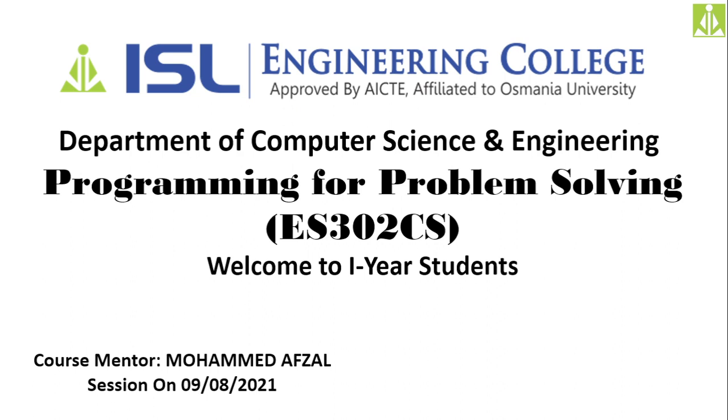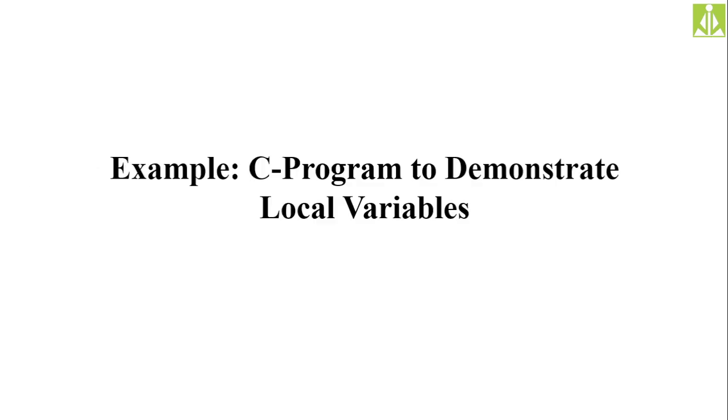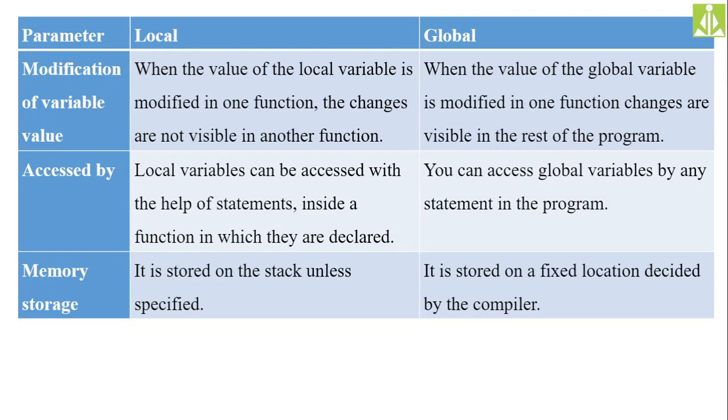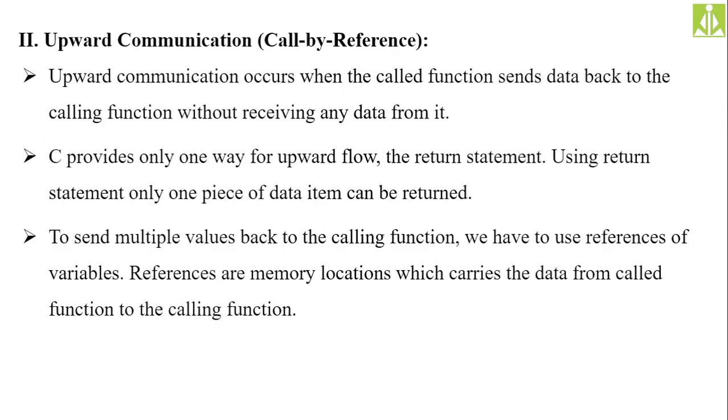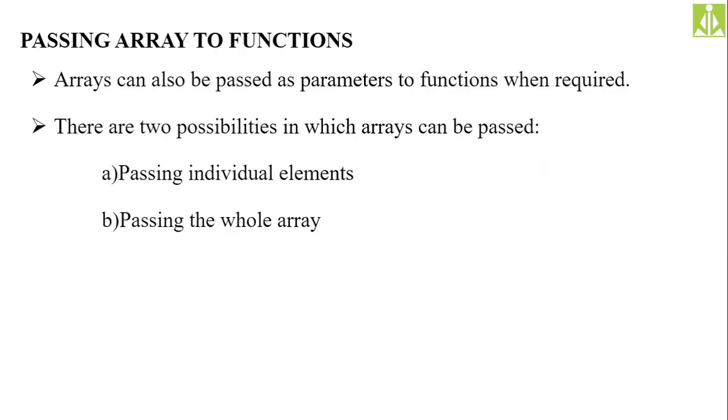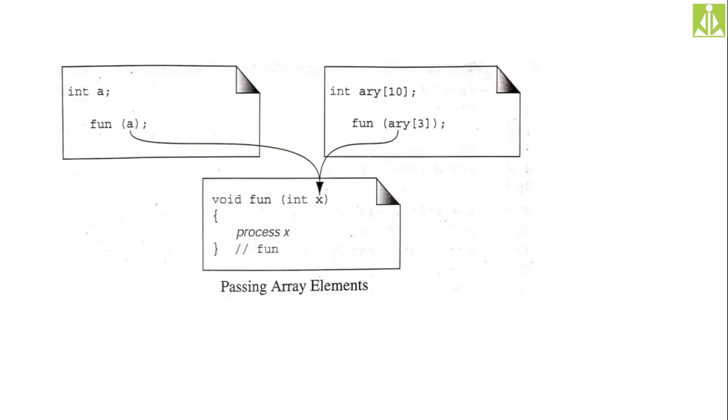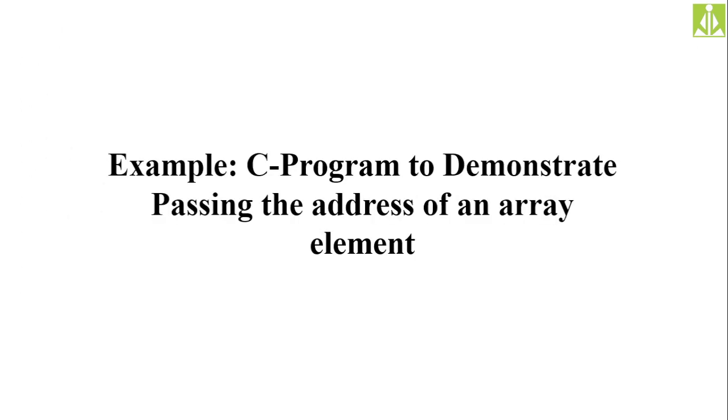So after that we discussed how we can pass arrays to functions. We said there are different ways in which we can pass arrays to functions. The first way is passing individual elements from an array to a function, and then we said we can pass the whole array as an argument to a function. This concept we discussed with programming examples.